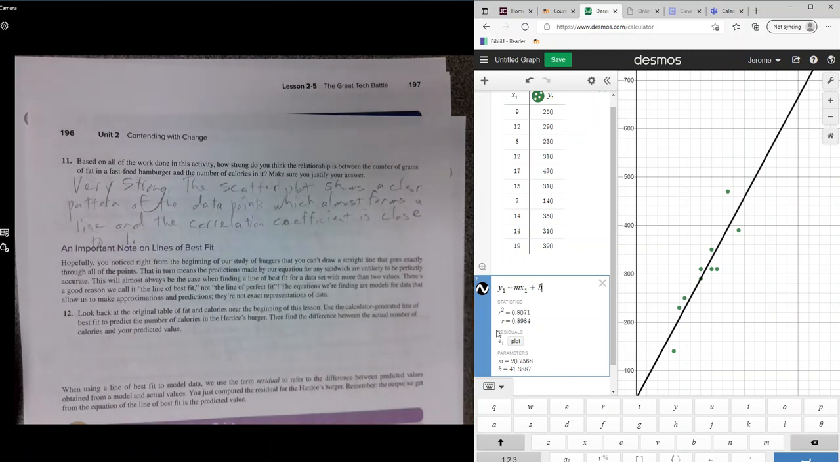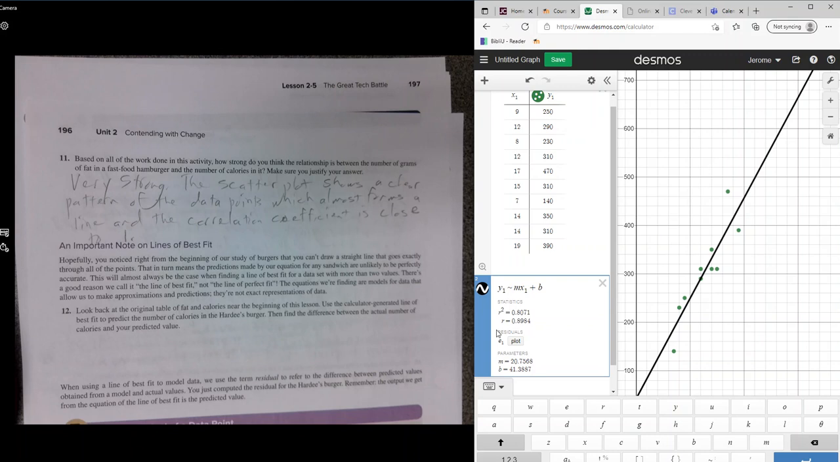Okay, now it says here, hopefully you noticed right from the beginning of our study of burgers that you can't draw a straight line that goes exactly through all of the points. That in turn means the predictions made by our equation for any sandwich are unlikely to be perfectly accurate. This will almost always be the case when finding a line of best fit for a data set with more than two values. There's a good reason we call it the line of best fit, not the line of perfect fit. The equations we're finding are models for data that allow us to make approximations and predictions. They're not exact representations of data.